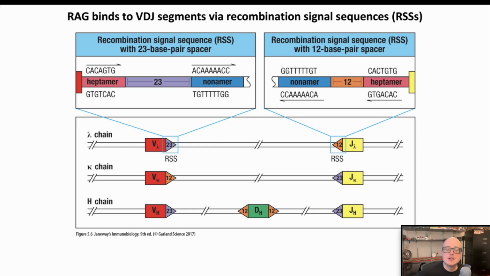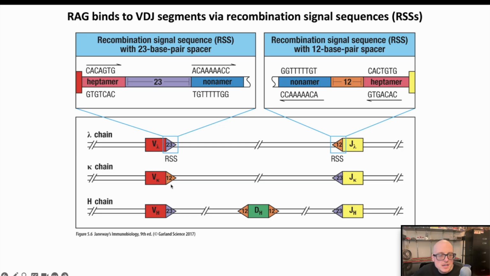In any case, another key idea that you need to know is that RAG follows something called the 23-12 rule, meaning that RAG will only recombine segments if one of them has a 23 and the other has a 12. You never recombine segments that have the same spacer length in their recombination signal sequence. Now, fortunately, in these loci, that's not hard to accomplish. So in the lambda chain locus, the V segments have 23 base pair spacers and the J segments have 12 base pair spacers. So we can recombine them using the 23-12 rule.